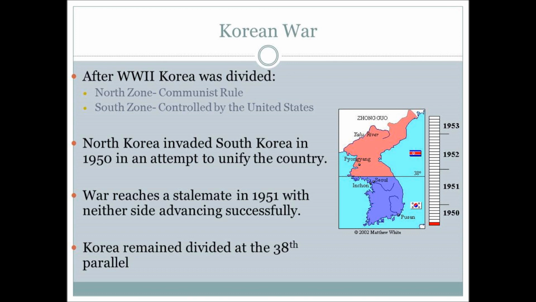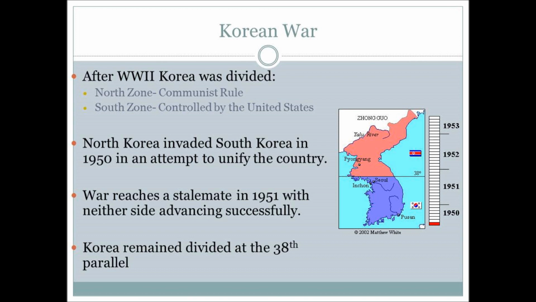And the Korean War, if you guys know about Korea today, there is still a North and South Korea. After World War II, Korea was divided into a North zone where communists were in control, and a South zone that was controlled by the United States that had a democratic approach. North Korea invaded South Korea in 1950 in an attempt to unify the country and spread communism throughout the entire country.